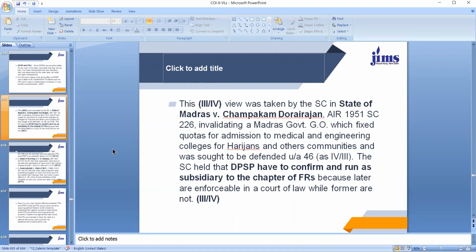They pleaded 4>3. They wanted to bring directive principles on a higher pedestal. But Supreme Court held that directive principles have to conform and run as subsidiary to the chapter of fundamental rights, because the latter are enforceable in a court of law, while the former are not. So again, the result of the judgment is 3>4, because court has held that directive principles have to conform and run as subsidiary to the chapter of fundamental rights. So directive principles were again suppressed and fundamental rights, Part 3rd, were given preference.